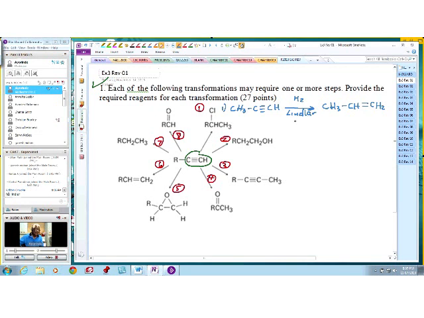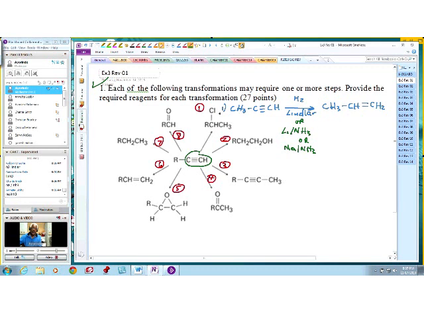Okay, what other reagent can we use to go from a carbon-carbon triple bond to a carbon-carbon double bond? Okay, excellent. Lithium in ammonia. Those are the kind of things you guys need to know. You need to know your reagents, lithium in ammonia, or you could also use sodium in ammonia. All of these reagents will transform the carbon-carbon triple bond to a carbon-carbon double bond.